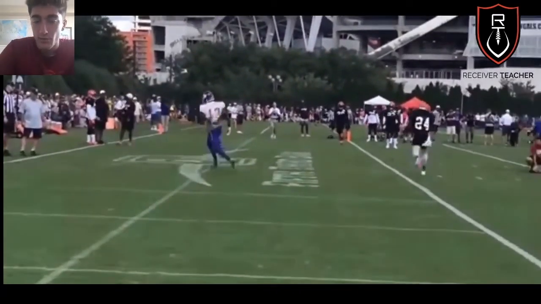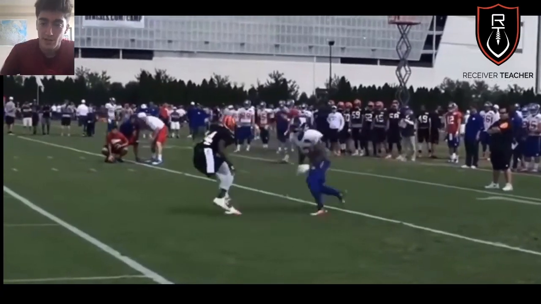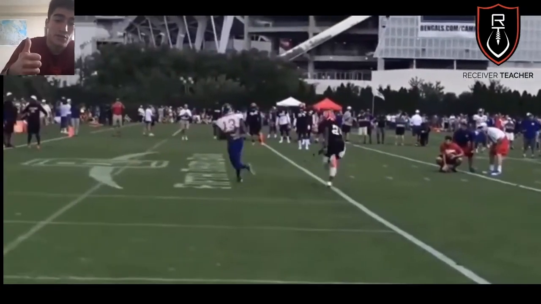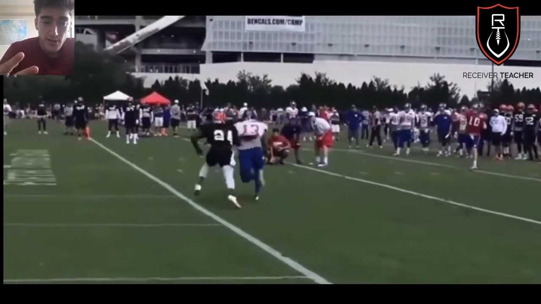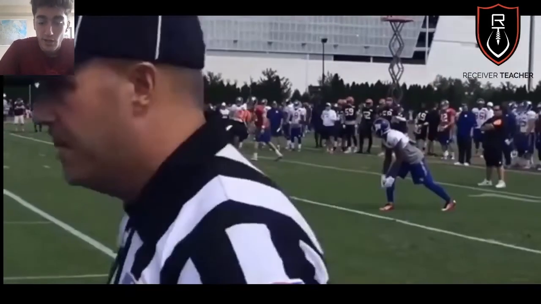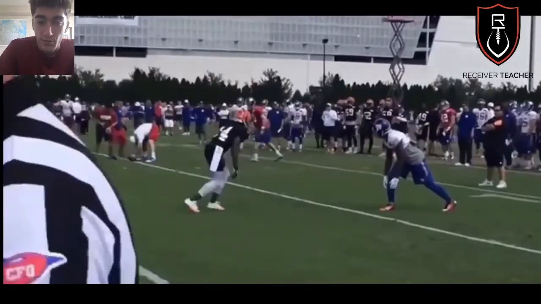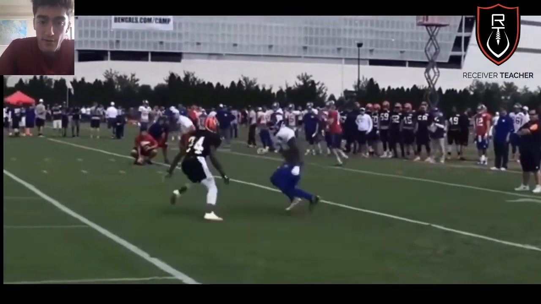All right. So I hope this helped. Pre-snap checklist. Number 1, get to the right alignment. Number 2, know the down and distance. All right, game management, how much time's on the clock. Number 3, make your pre-snap read. And number 4, make a plan at the line of scrimmage.